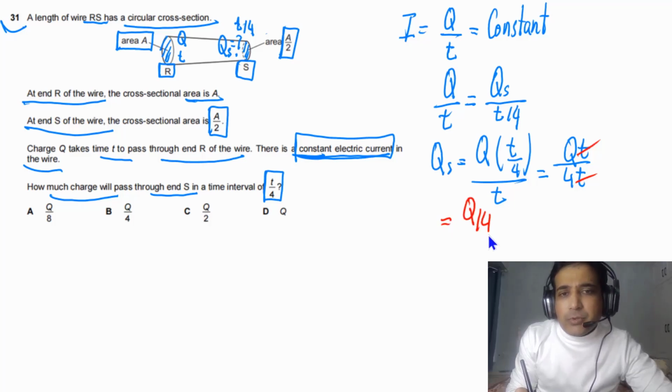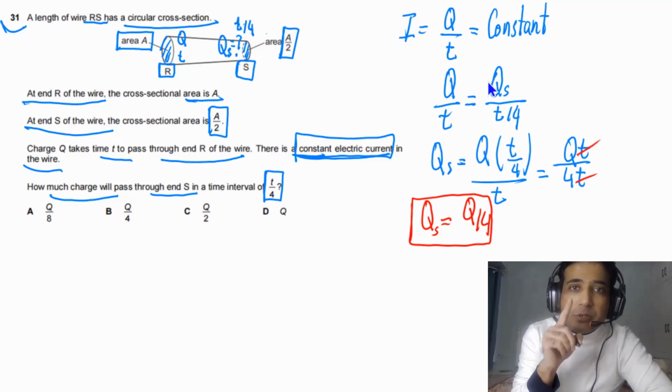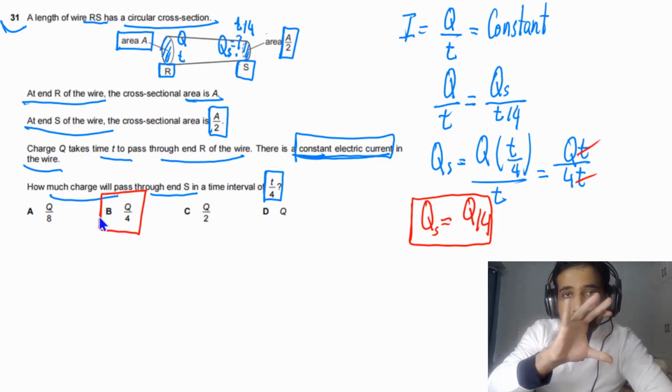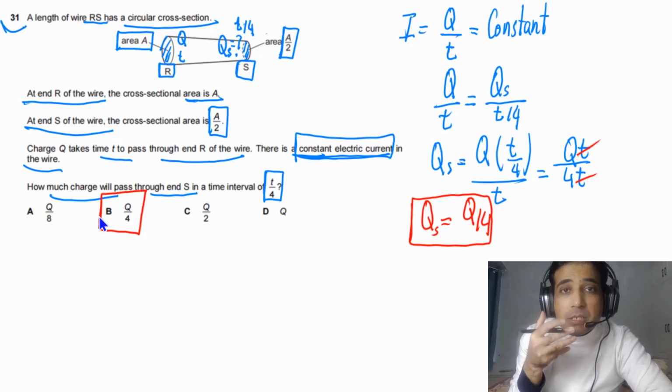This question is pretty straightforward. Even I do not need to do all these steps. I can look at this question and find out, because if this time decreases by 4, the charge also has to decrease by 4, because the ratio between these two quantities is constant. So the answer for this question is Q by 4. But I have explained it using all these steps because you need to understand concepts and you need to improve your conceptual understanding.